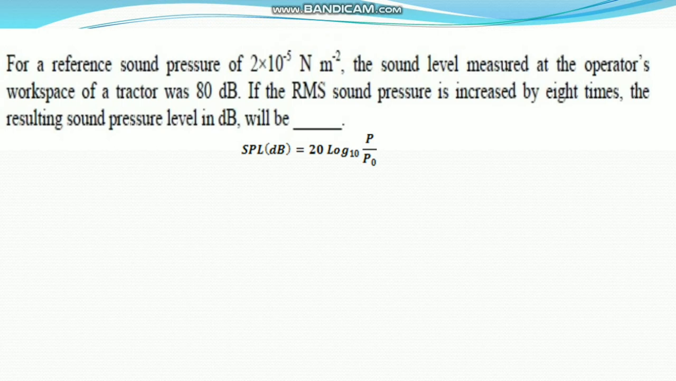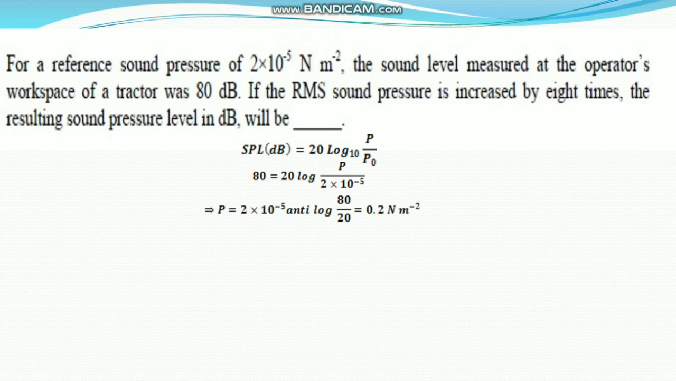The decibel pressure level, or SPL, the sound pressure level, is equal to 20 log 10 of P, the sound pressure, divided by the reference sound pressure P0. This is the simple formula. Here the SPL is given as 80 decibel, and the reference sound pressure is given as 2 into 10 to the power minus 5. Putting these values, we can calculate the sound pressure P, that is 2 into 10 to the power minus 5 into antilog of 80 by 20, so that is 0.2 Newton per meter square.